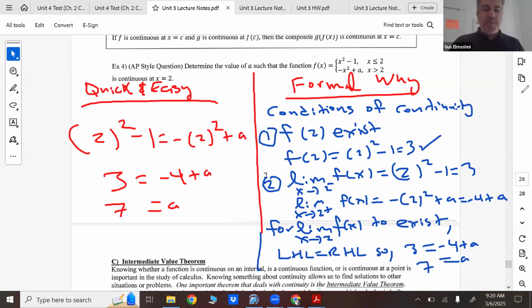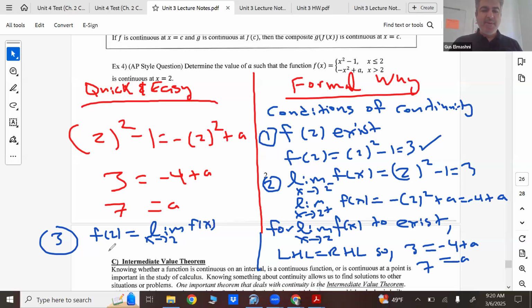And the third condition is this over here. Then you have to make sure that f of 2 equals that. That's just a final confirmation, more of a sanity check than anything else. So 3 equals 3, yes. You don't really have to show that. It's this we have to show. That's how it's done.